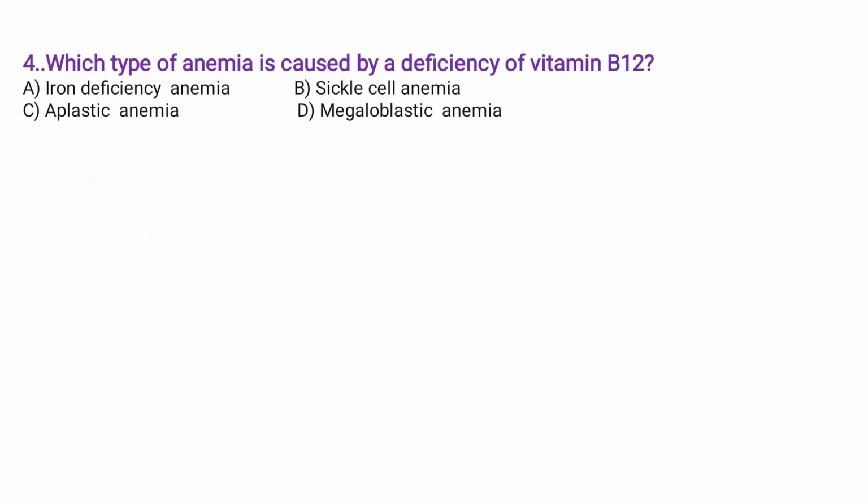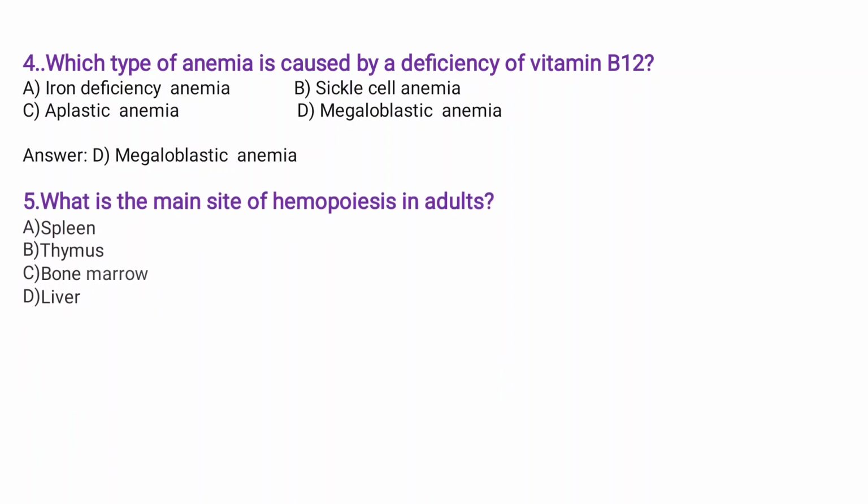Next, which type of anemia is caused by deficiency of vitamin B12? A. Iron deficiency, B. Sickle cell anemia, C. Aplastic anemia, and D. Megaloblastic anemia. So vitamin B12, megaloblastic anemia.